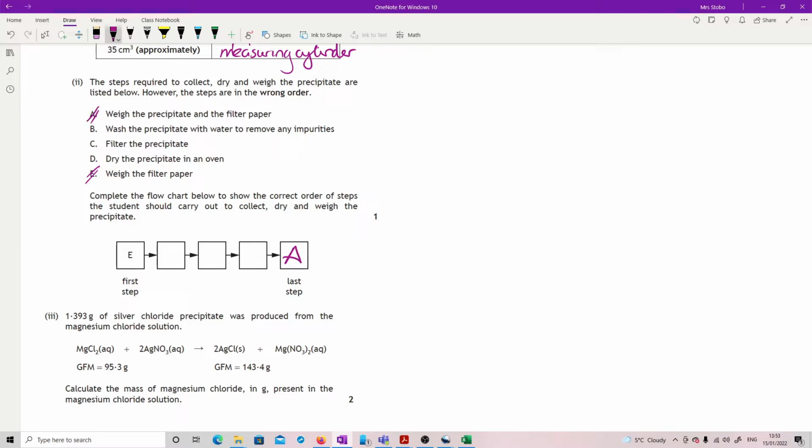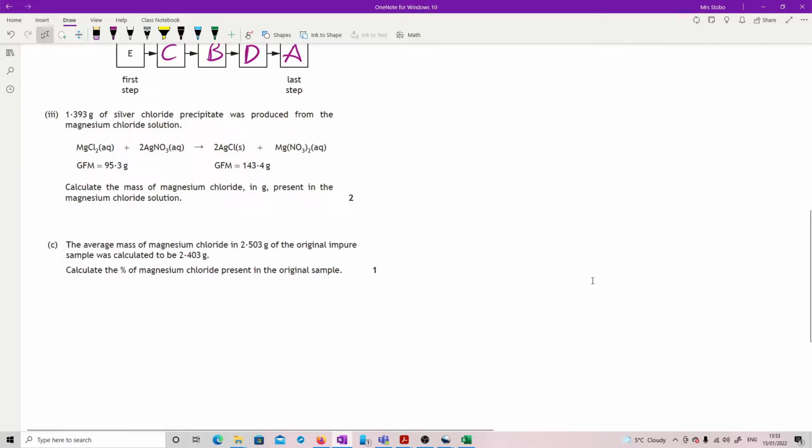Okay, so now I'm looking for wash it with water to remove any impurities, filter it, dry it. Well, I can't wash it until after I've filtered it, so I'm going to do filter and then wash and then dry. What I should have at that point is my dry precipitate and the filter paper, and I already know what that weighs, so I can take that away, is the idea.